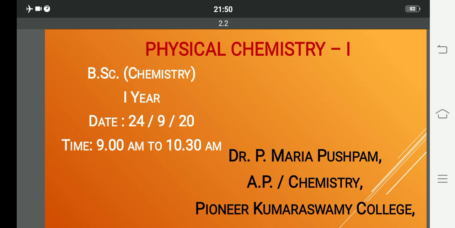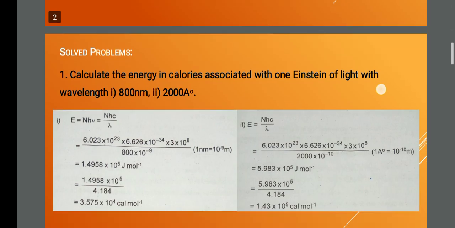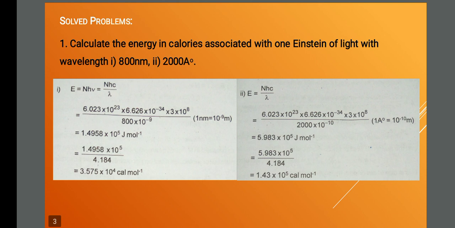This is Maria Pushpam, and we are seeing the second unit. In the second unit, we have already seen the laws of photochemistry. For today's class, we are going to see problems based on photochemistry. The other topic we are going to see today is quantum yield and the three different cases in quantum yield. Okay, I'll start with the problem.